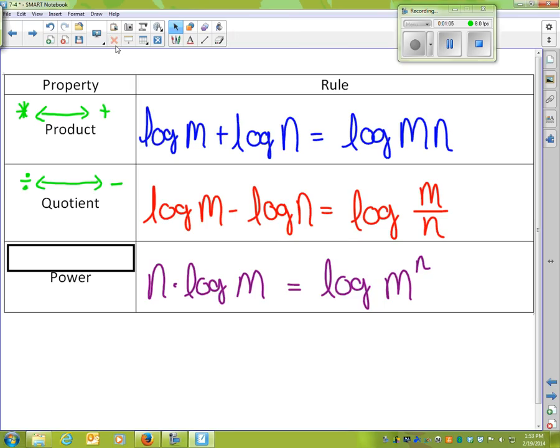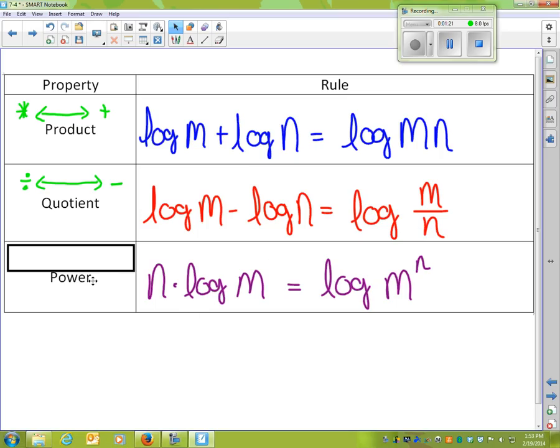The quotient property is that division goes along with subtraction. If you have two logarithms you're subtracting, you can rewrite them as a single logarithm that you're dividing.